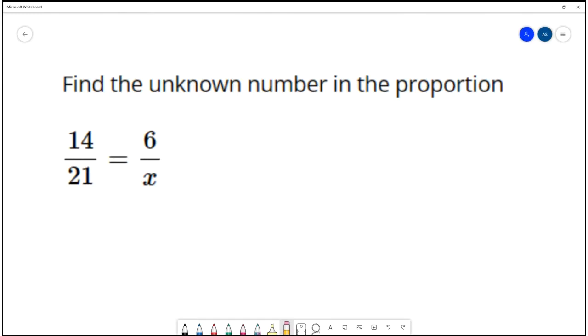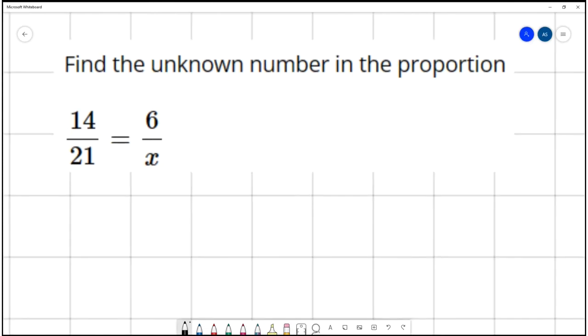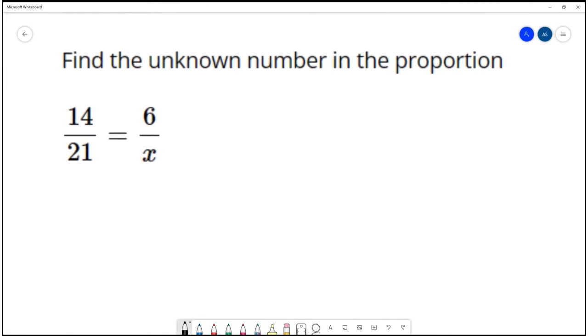With cross multiplication, you multiply the numerator of one fraction times the denominator of the other. This is really just a shortcut for solving equations. So if we use cross multiplication, we'll get 14x equals 6 times 21. That's 14x equals 6 times 21. That's 126.